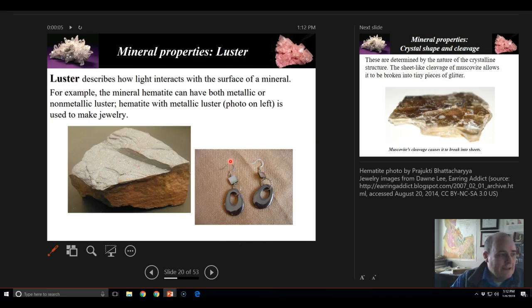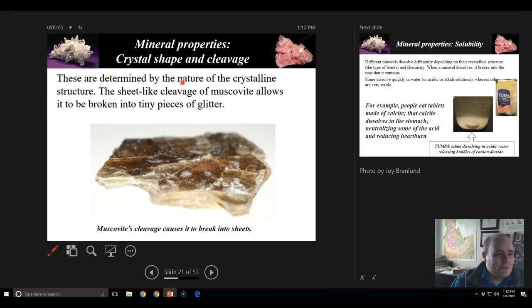So luster, remember, that's how it shines. Often things that have high luster, we like to use for jewelry, or we can use them for other things, like for reflection in a mirror. Or we can use things for their cleavage. We could break it into sheets to use for insulation, like we do with the micas.